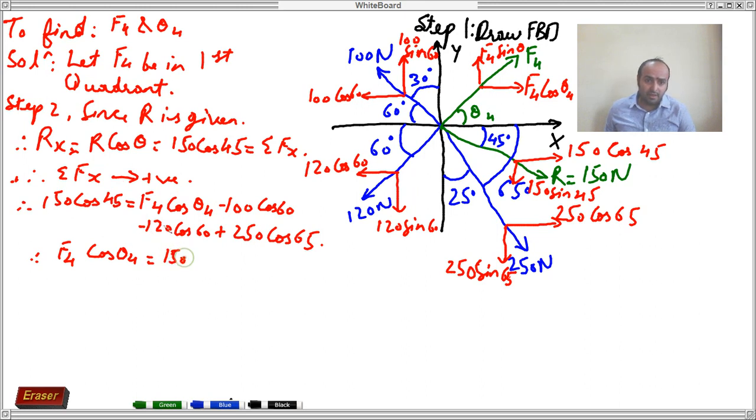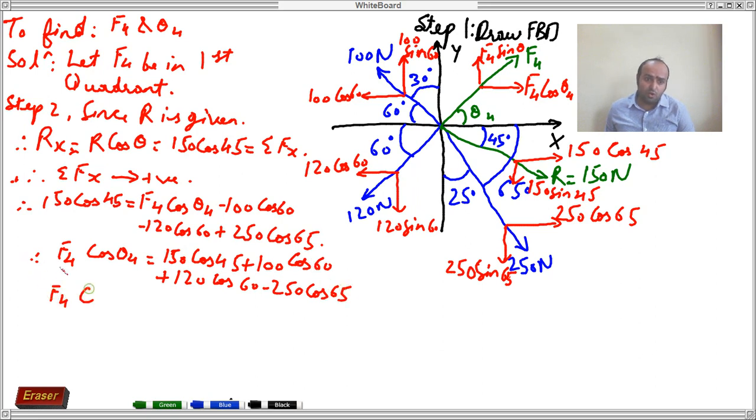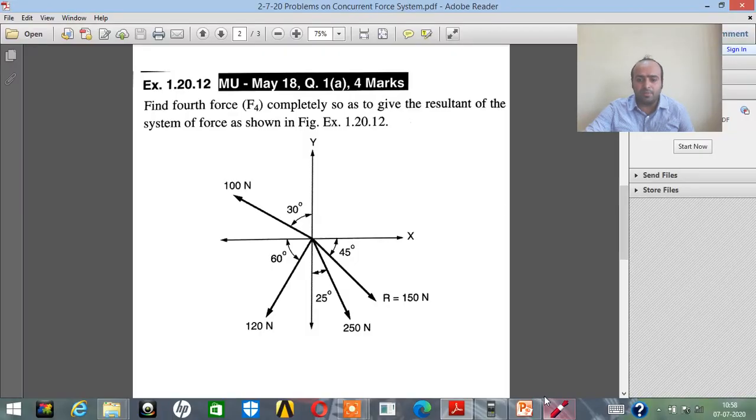So it will be F4 cos of theta 4, that is 150 cos of 45 plus 100 cos 60 plus 120 cos of 60 minus 250 cos of 65. So here it is, my dear friends, F4 cos of theta 4 will be coming up equal to, now let us go for the calculations. Let's go ahead with the calculation part.